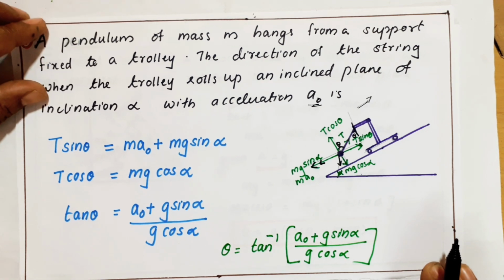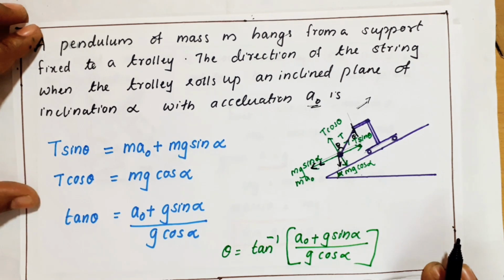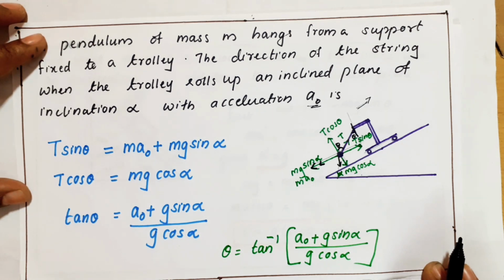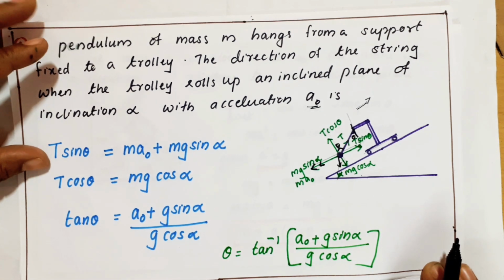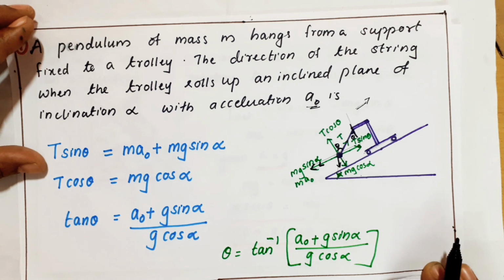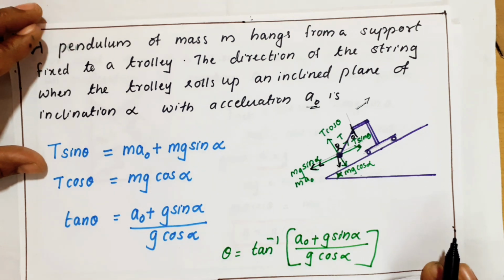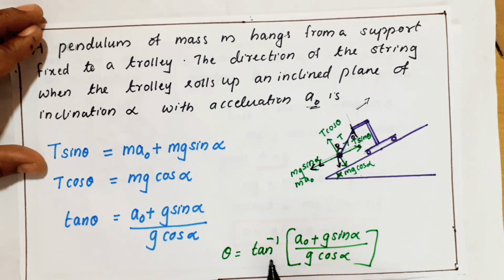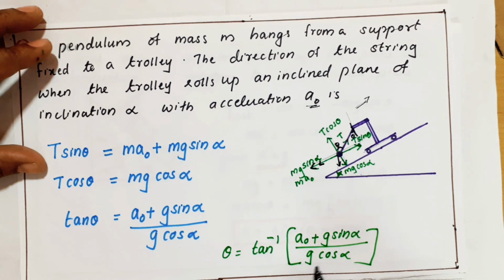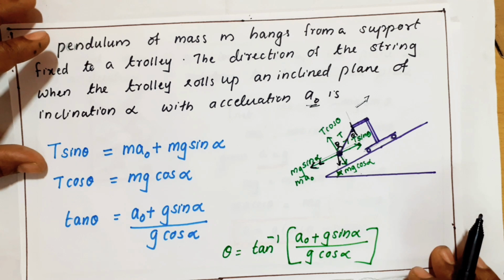We did many questions. When a body is on an inclined plane, we know the acceleration is g sin theta. And when the body is on an inclined plane that is itself moving with an acceleration a, the acceleration is g tan theta. But this is a special case in which a trolley with a pendulum is moving up an inclined plane. So what about the acceleration? Tan inverse of (a naught plus g sin alpha) by g cos alpha.